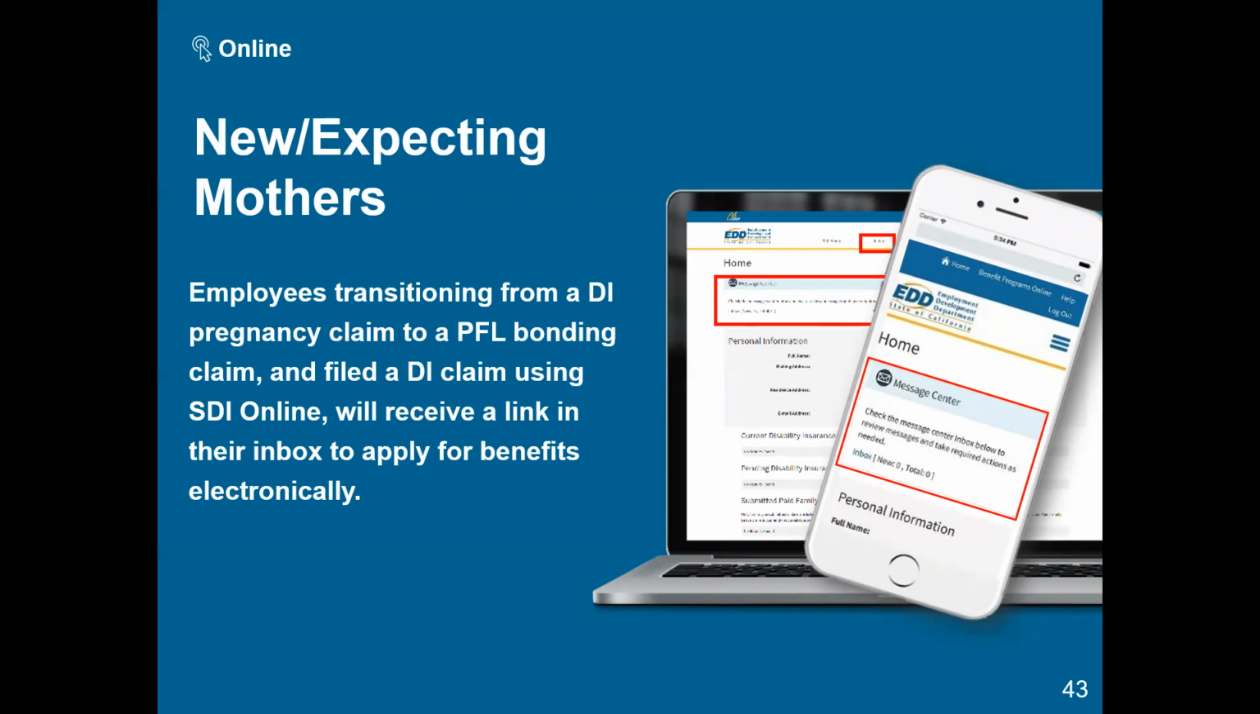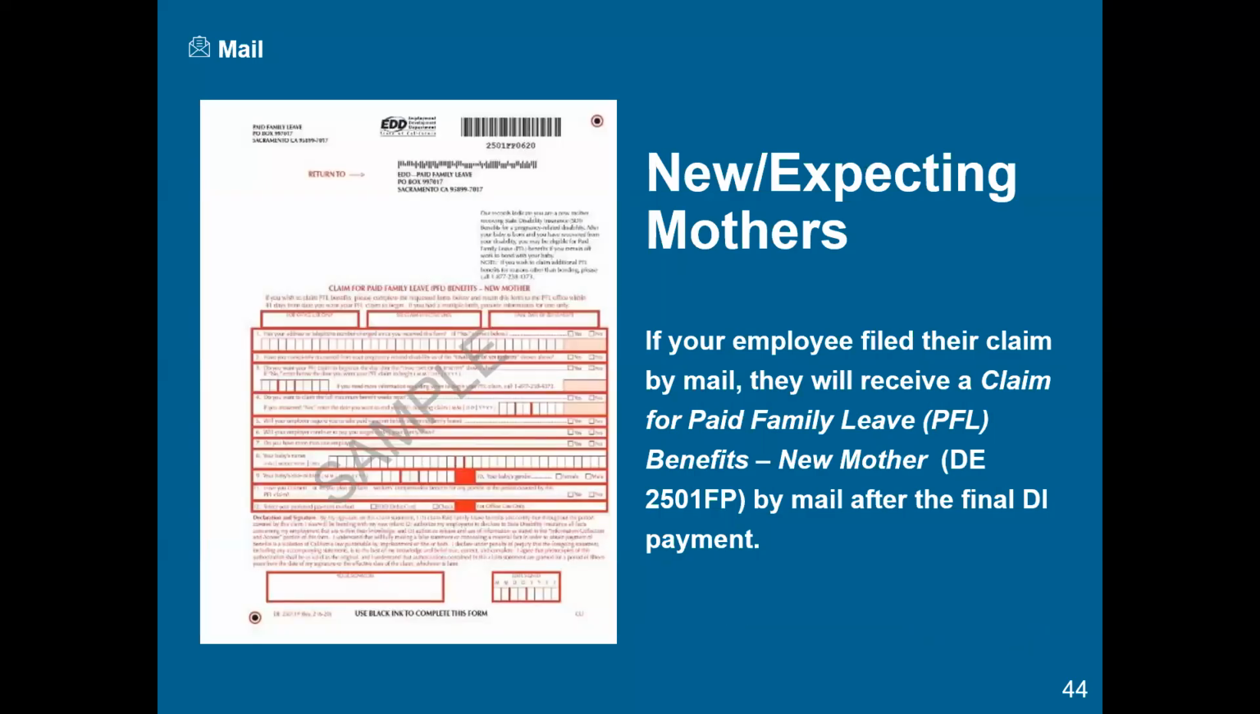It's going to be a link. It's not going to be mailed to them. So they'll get that in their message center inbox or in an email telling them, hey, you have a message. Go into your SDI Online account, and then they'll be able to fill out that application to transition over to that bonding benefit. If they filed their disability insurance claim by paper mail and selected they prefer mail format, then they're going to receive that application to transition over to the bonding benefits via snail mail. They'll have to fill it out and mail it back to the department.